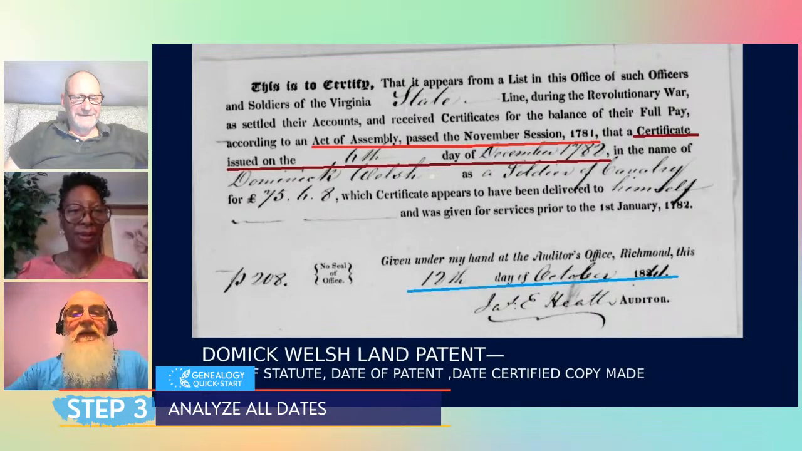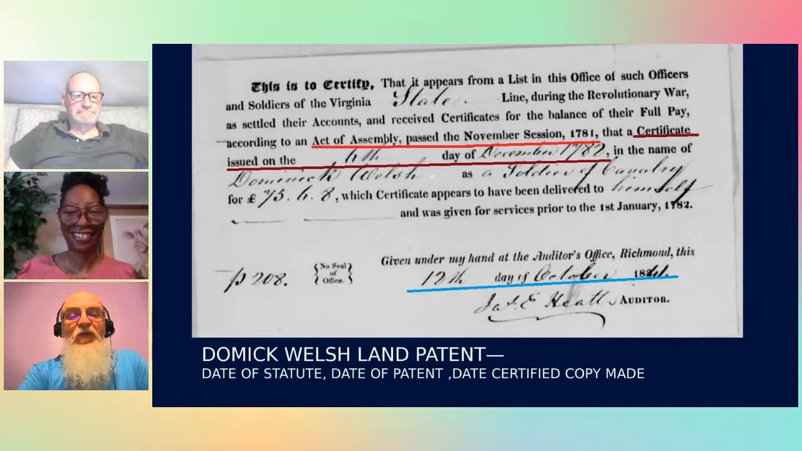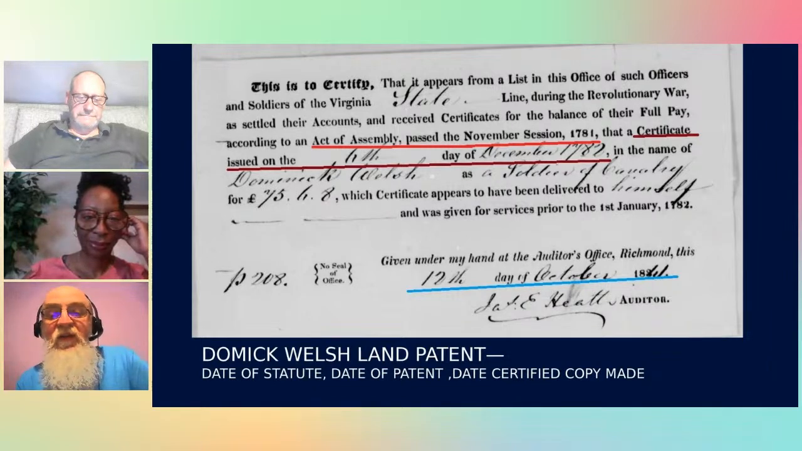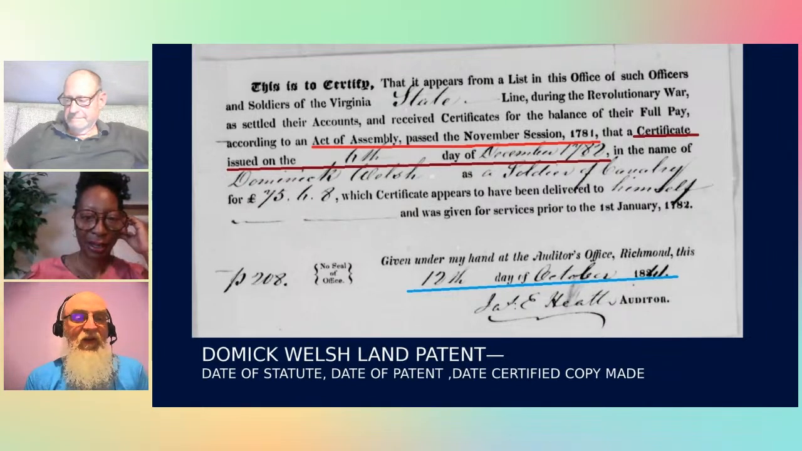This is a copy of a land warrant that was in a widow's pension file. There's the act under which he got the certificate, November session of 1781. In December of 1782, Dominic got a certificate, and then this copy was made in October of, I think, 1841, that was in his Revolutionary War pension application.